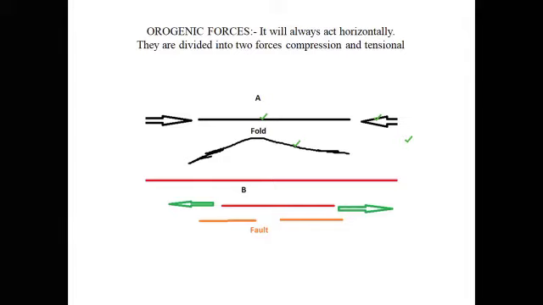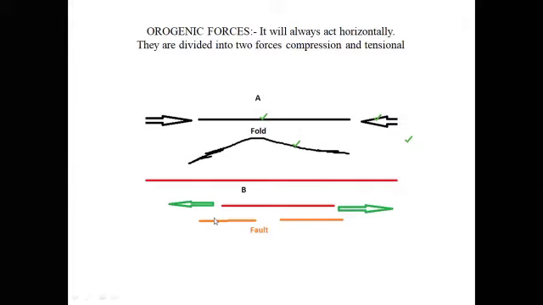To tell you again, orogenic force acts horizontally. There are two types, compressional force and tensional force. Compressional force acts from both the sides, whereas tensional force pulls any object or the landmass. For example, here this is a landmass I have drawn, and compressional forces are pushing from both the sides. Due to this, the land surface will start uplifting and form a mountain. Such a formation is called folding.